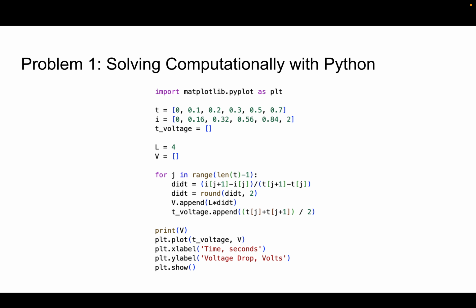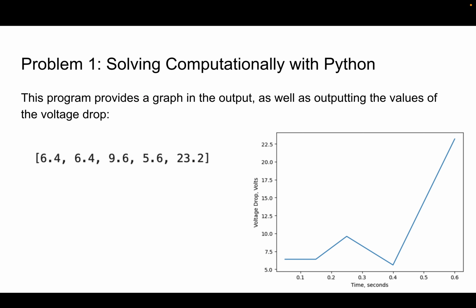Now here's our Python program that solves the same problem. Notice up top that we have our t and I values already in a list, along with an empty list, t_voltage. We will append that with the voltage drop values that we will find later. We then set up and plot our voltage drop, same as before, towards the bottom. And here's the graph that was made along with the values of the voltage drop.